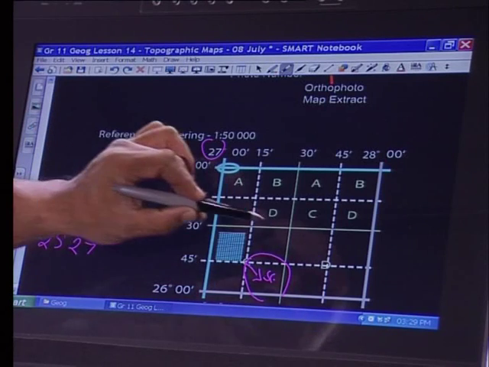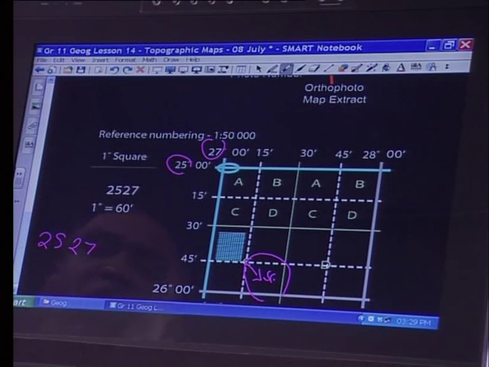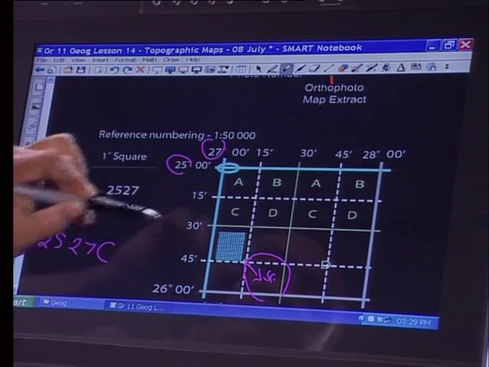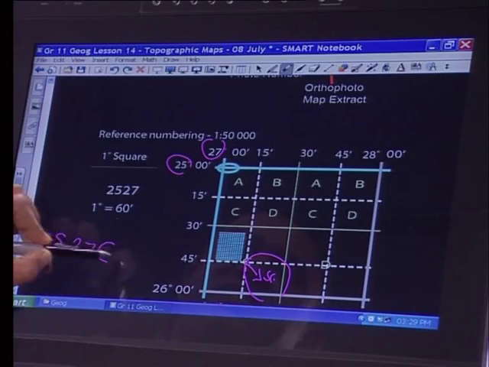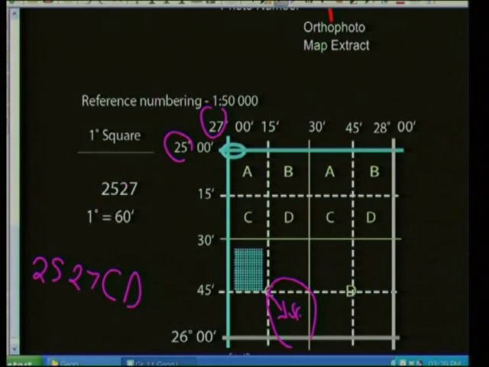Now, has the big block changed? It's still in the big block, so it's C. Has the small block changed? Yes. It's no more in A. It's not in B. It's not in C. It's in D. And there we have it. We have our little map code. If it comes out in multiple choice, it's 1 mark. Let's look at the next question.